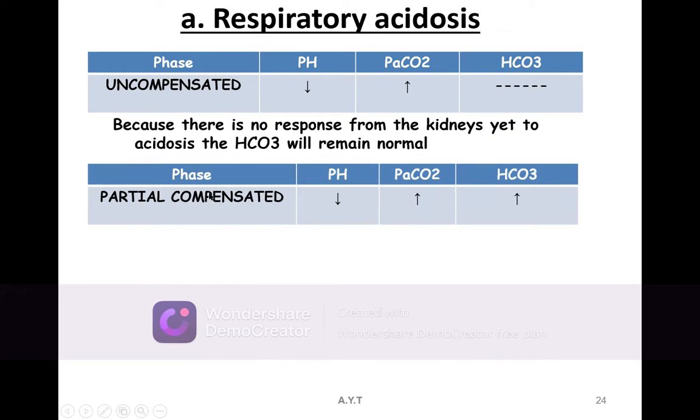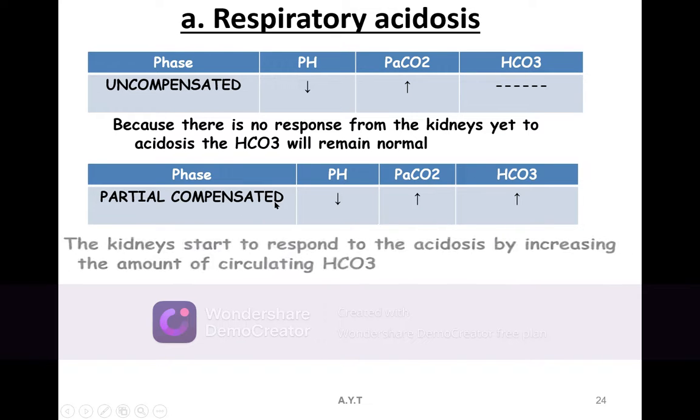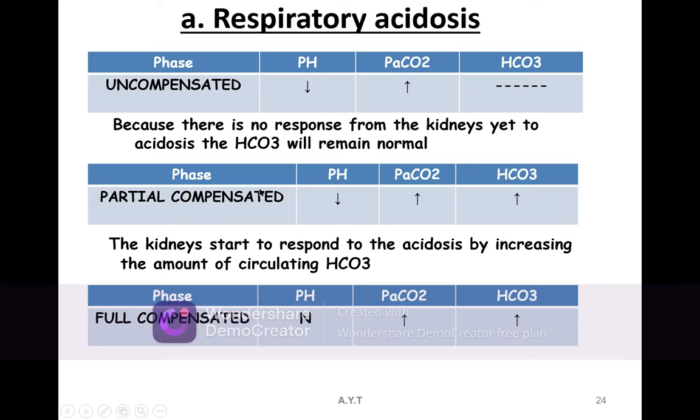The second part is partially compensated, which means the pH is still lower, this is the main thing. The partial pressure of carbon dioxide is higher as previously, but because it is acidosis, more carbonic acid is formed and the bicarbonates are increased in the blood. The kidneys will not excrete the bicarbonate, and there will be retention of bicarbonate in the kidneys for the compensation. It is not completed yet because the pH is still lower. It is partially compensated. Although the kidney is responding, it will take time.